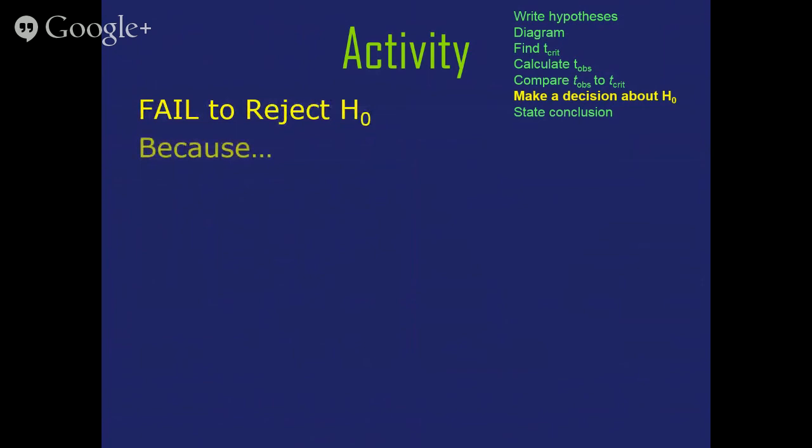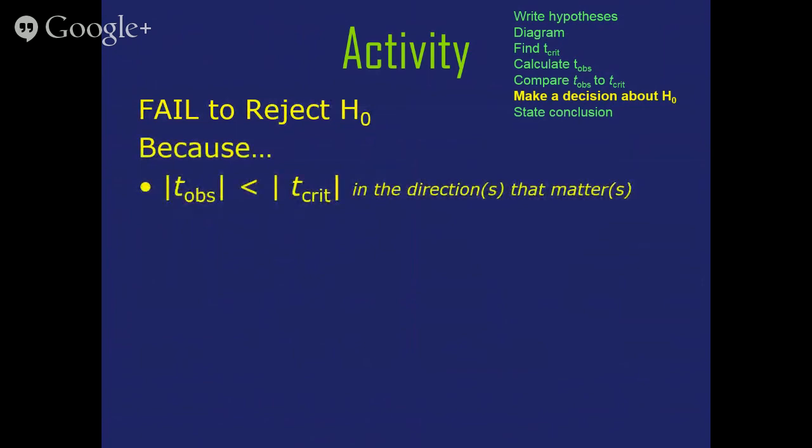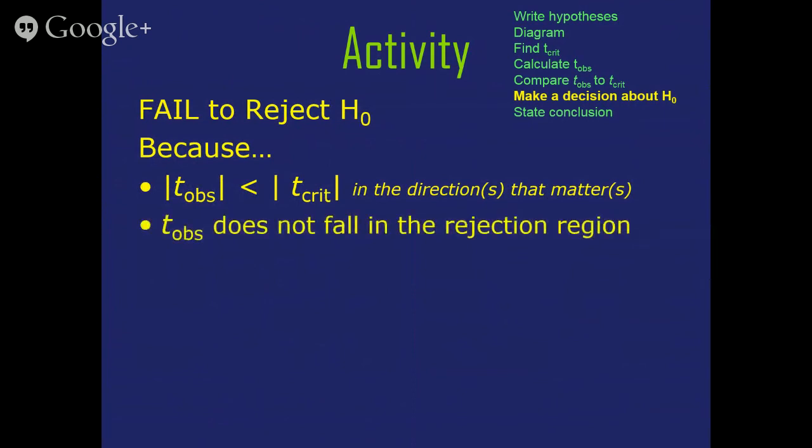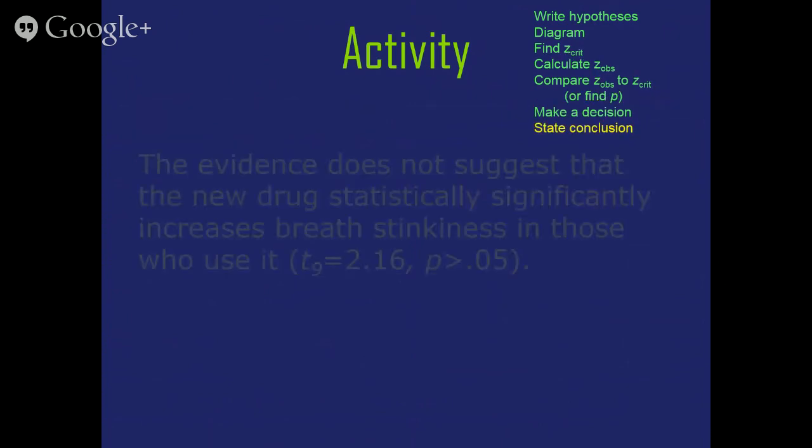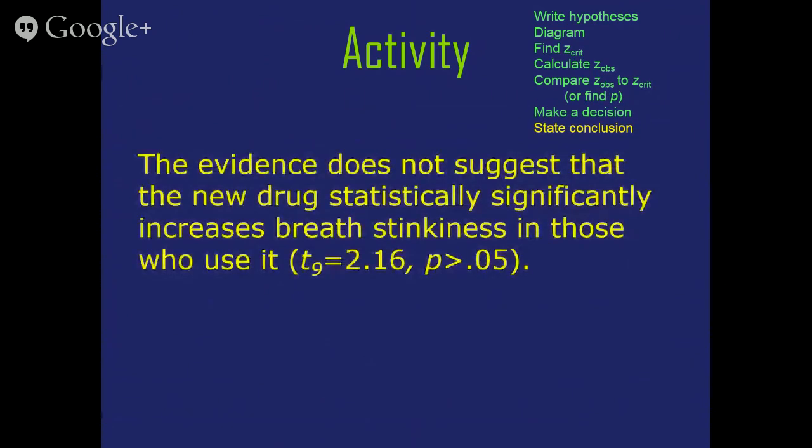So we fail to reject the null hypothesis when we can say the absolute value of t observed is less than the absolute value of t critical. We can say t observed does not fall in the rejection region, or we can say p is greater than alpha. Any one of those things is equivalent, although we would usually only use the first and the third one technically, and it's just standard to use this format whenever we're writing reports. P is greater than 0.05. And then we state the conclusion. The evidence does not suggest that the new drug statistically significantly increases breath stinkiness in those who use it.